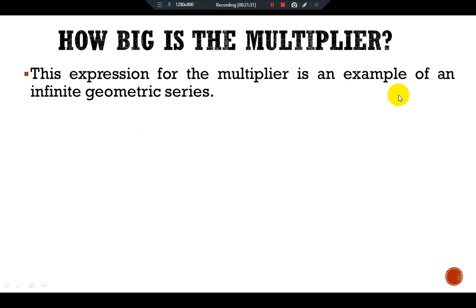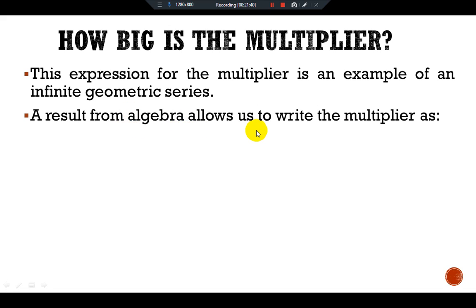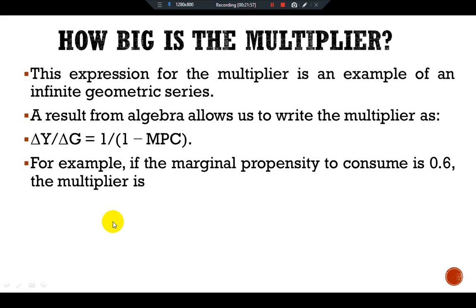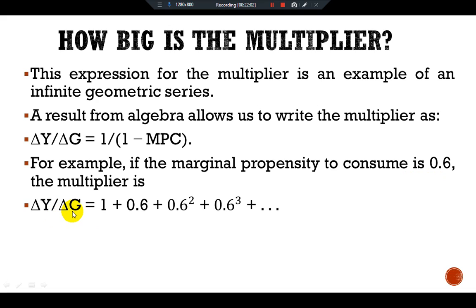So this expression for the multiplier is an example of an infinite geometric series. A result from algebra allows us to write the multiplier as delta Y over delta G is equal to 1 over 1 minus MPC. So for example, if the marginal propensity to consume is 0.6, the multiplier delta Y over delta G is equal to 1 plus 0.6 plus 0.6 squared plus 0.6 cubed plus so on. This process continues, and we get 1 over 1 minus 0.6, so we get 2.5. In this case, a $1 increase in government purchases raises equilibrium income by $2.5.